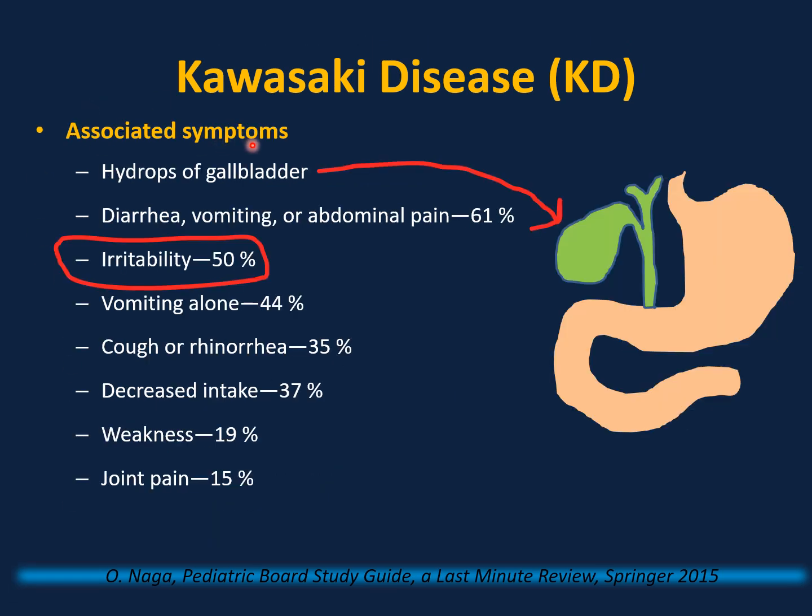Common associated symptoms with Kawasaki disease, very important to know: hydrops of the gallbladder, diarrhea, vomiting, or abdominal pain in 61% of the cases. Irritability, most of the infants and young children with Kawasaki disease are irritable, they are not happy. Vomiting alone, cough or rhinorrhea, decreased oral intake, weakness, or joint pain.